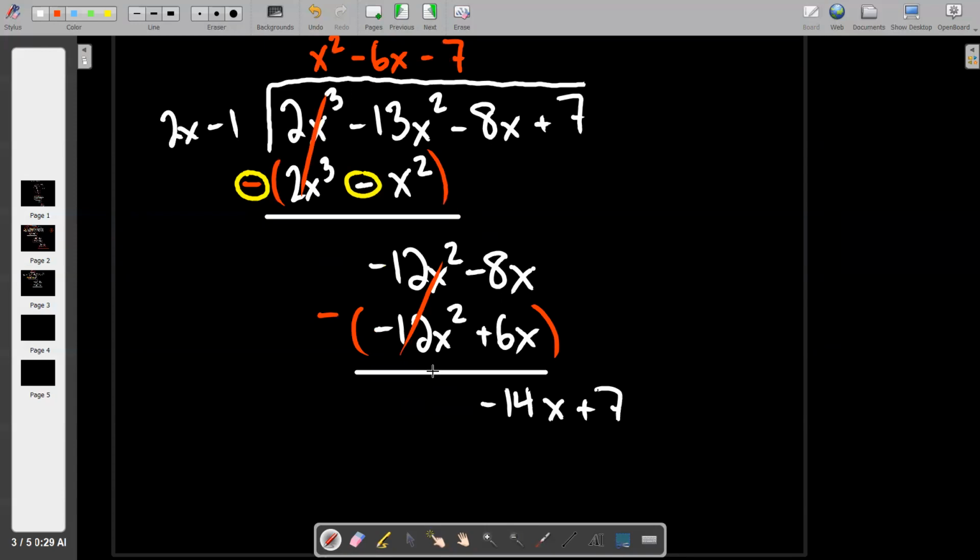Anyways, when I take negative 7 and I distribute it through the divisor, I get negative 14x. And then I get what? Positive 7. And yet again, we have a match and we cancel. What's our answer?